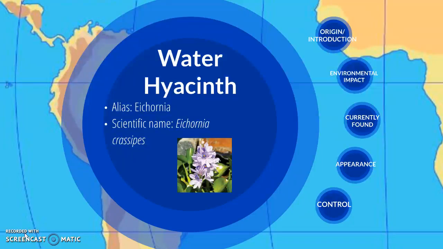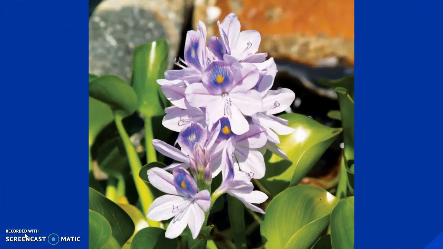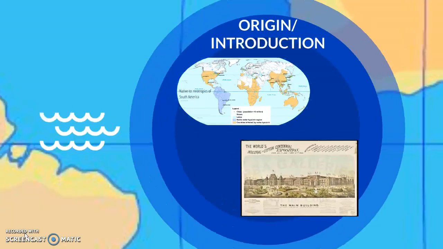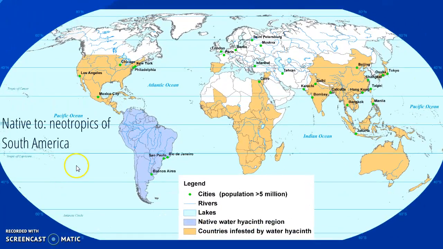Firstly, the water hyacinth's alias is Eichhornia, and the scientific name is Eichhornia crassipes. This is a picture of the water hyacinth. The water hyacinth is native to the neotropics of South America, around this area right here, and has been introduced to many continents of the world, such as North America, Africa, and Asia.